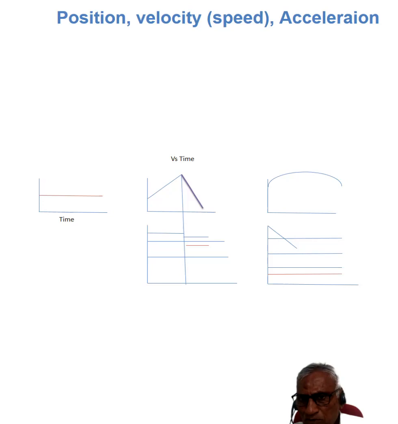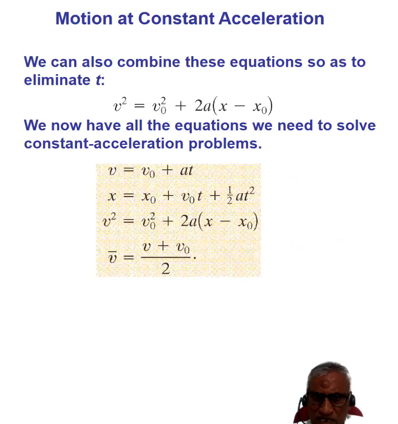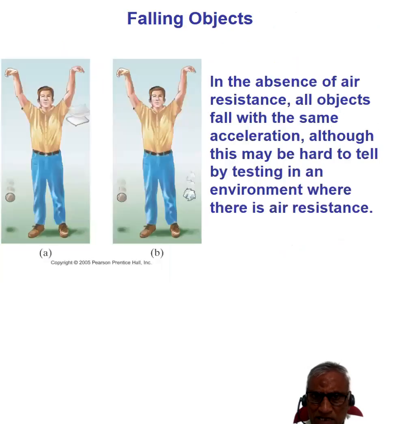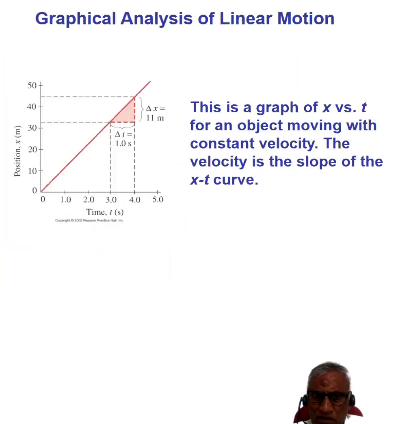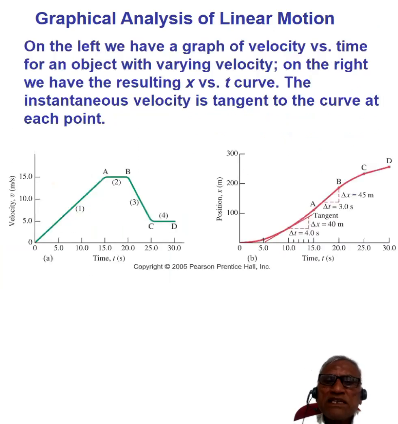So the slope of the position versus time graph gives us the instantaneous velocity at that point of time. That is the point to be emphasized here. So the slope at a point is the instantaneous velocity. Finally, there is an example. Whatever we have seen is summarized here.